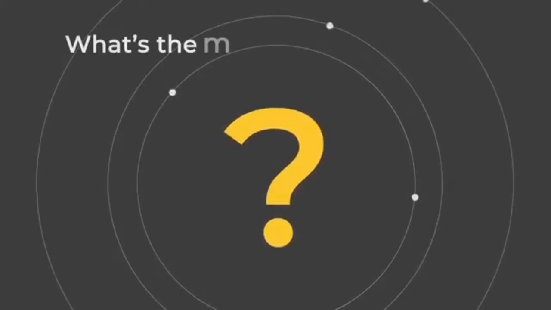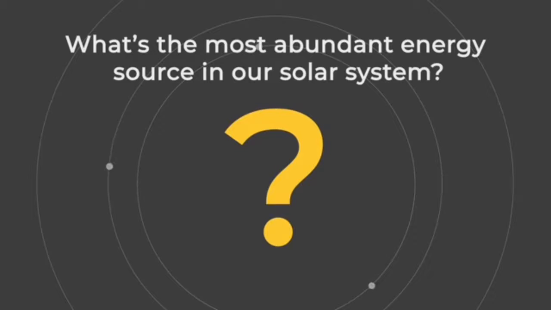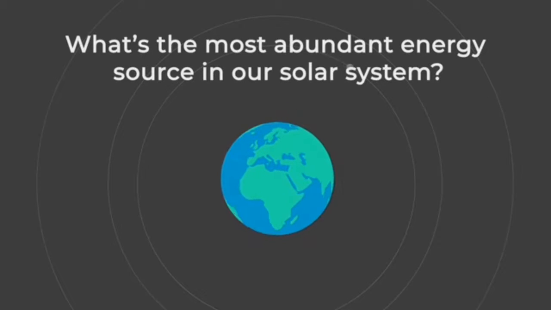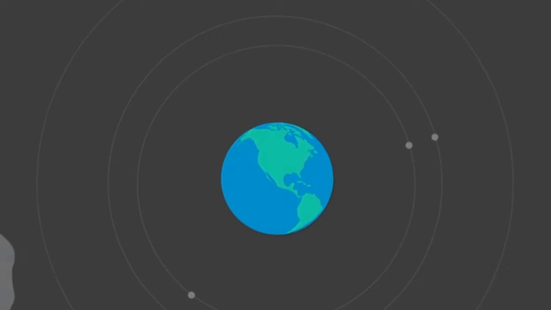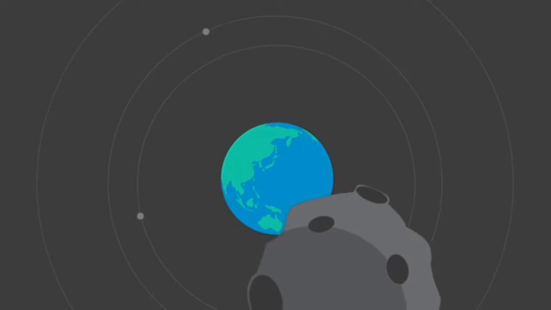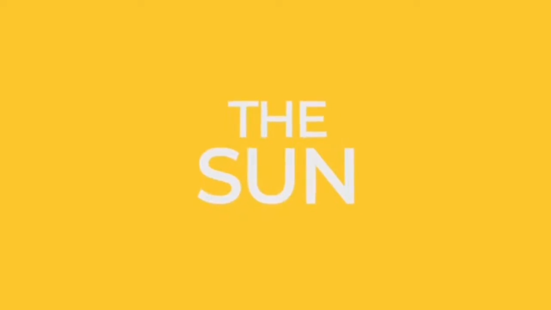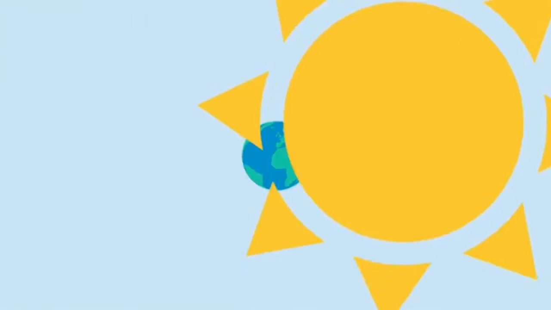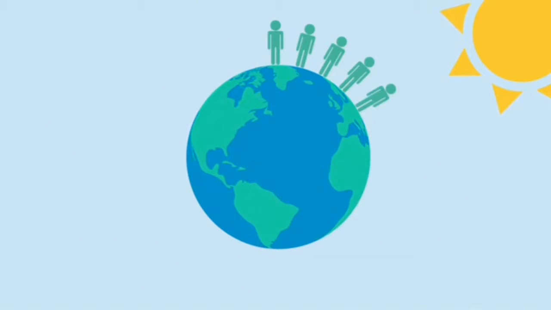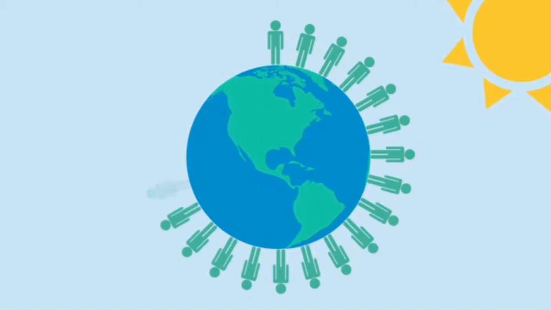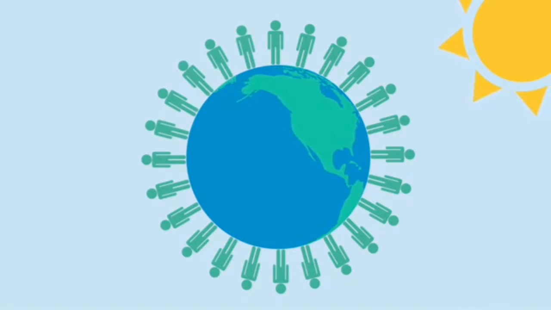Question: what's the most abundant energy source in our solar system? Here's a hint. It's 1 million times bigger than the Earth, and without it, our planet would be a dark, cold rock floating in space. You guessed it, the incredible, brilliant sun. The Earth gets more energy from this ball of fire and gas in one day than the whole world's population uses in an entire year.